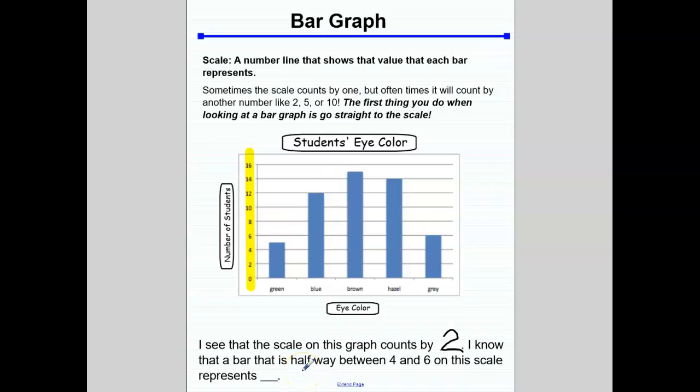If you know that a bar halfway between 4 and 6 on the scale represents green eyes, how many students have green eyes? What is the number that comes between 4 and 6? You're exactly right. The number that comes between 4 and 6 is 5. Wonderful.